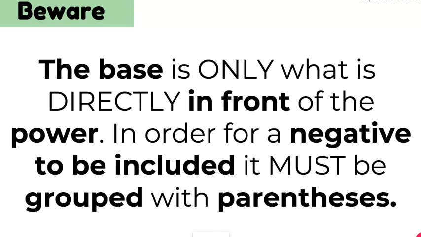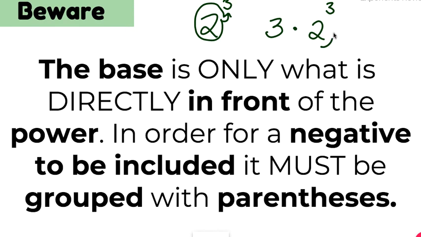Now the last thing that I want to talk about, that might be new to you, it may not be, is information about negatives. This is something to be very careful of. Read along with me. The base is only what is directly in front of the power. So 2 to the third power. This 2 is directly in front of the power, so it's the base. What this means is if I had 3 times 2 to the third power, 3 is not to the third power, only the 2, because the 2 is directly attached to the exponent. That's what we mean by this first statement.